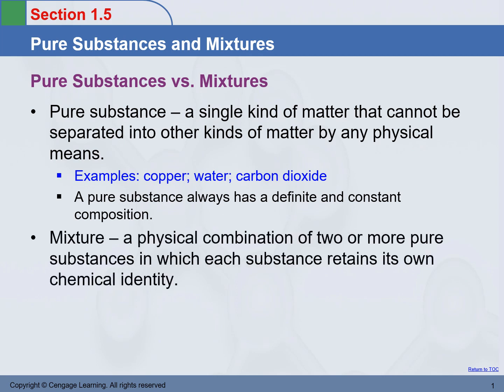A mixture is a physical combination of two or more pure substances. Again, in a simpler way, it is just a mixture of more than one thing. In a mixture, each component will retain its own chemical identity and property. Salt water, ice cream. In salt water, you have salt and water. Salt will taste salty regardless of whether it is mixed with water or not.